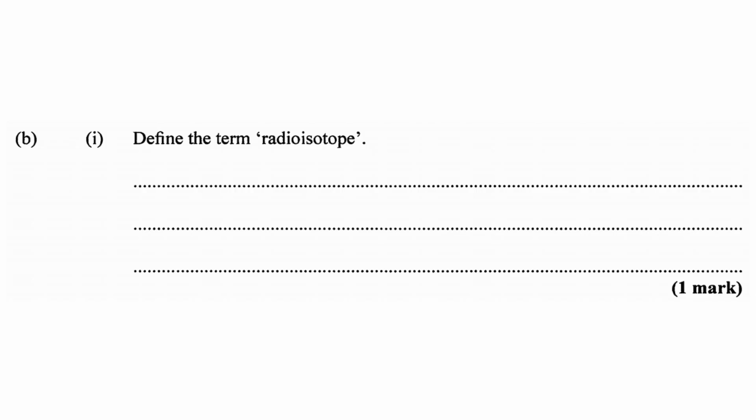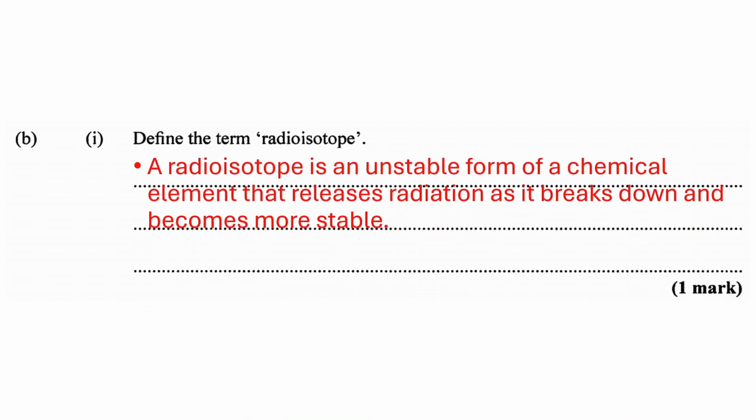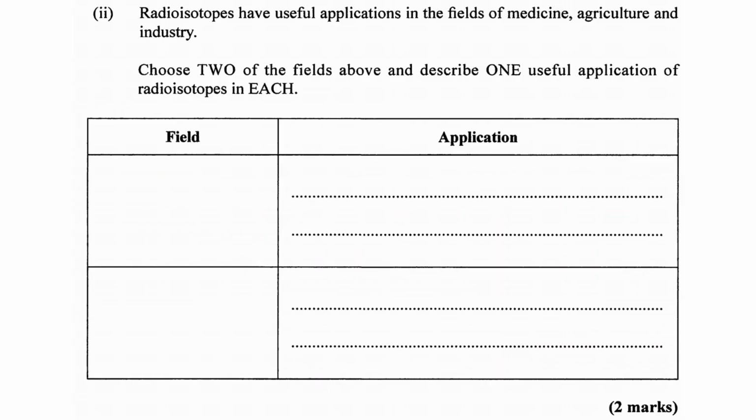Part B. Part 1. Define the term radioisotope. So a radioisotope is an unstable form of a chemical element that releases radiation as it breaks down and becomes more stable.